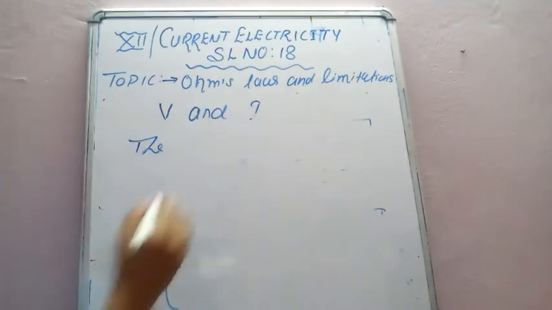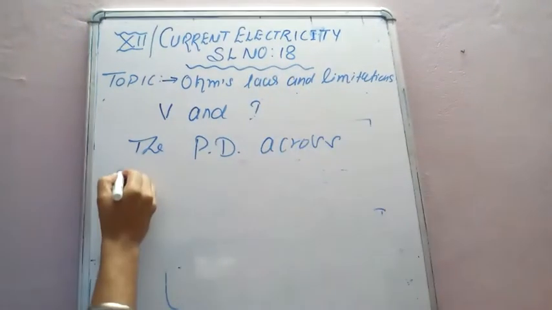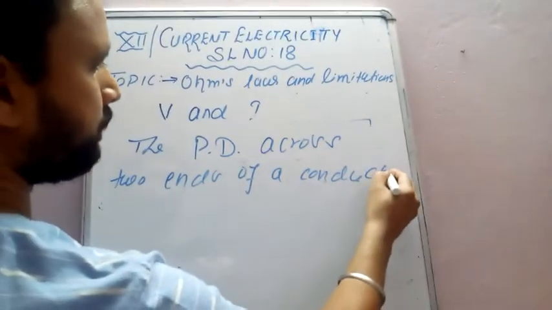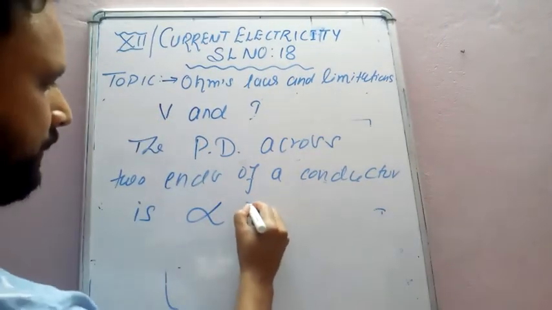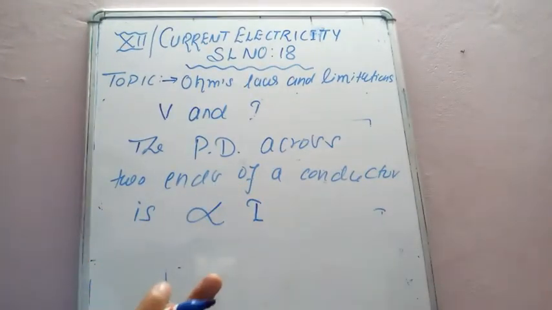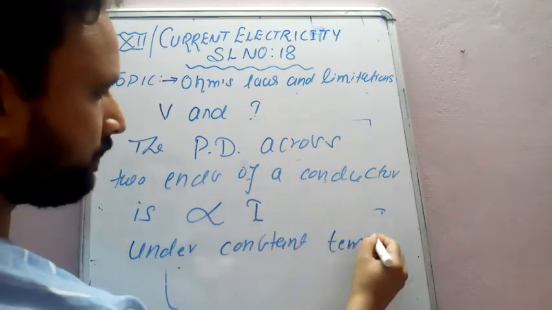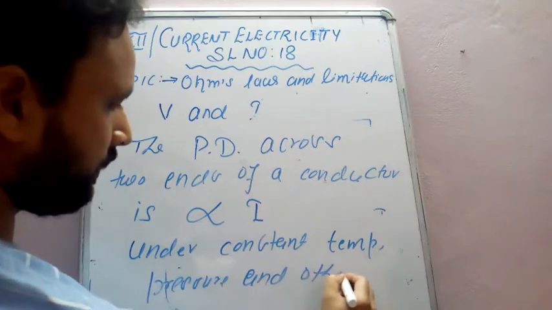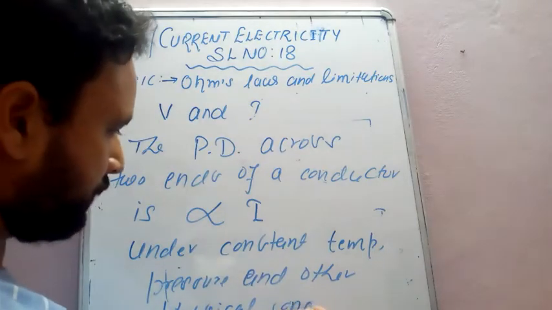The potential difference across two ends of a conductor is directly proportional to the current flowing through the conductor under, very important to mention, under constant temperature, pressure and other physical conditions.